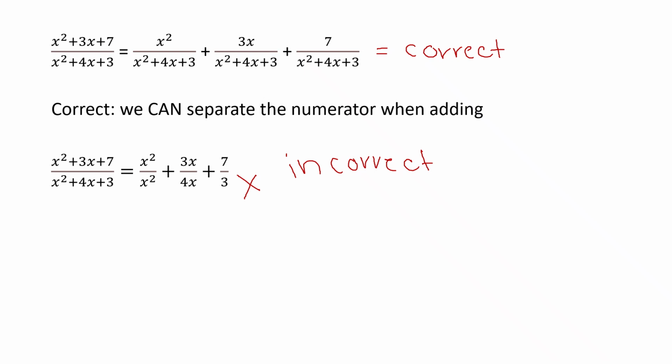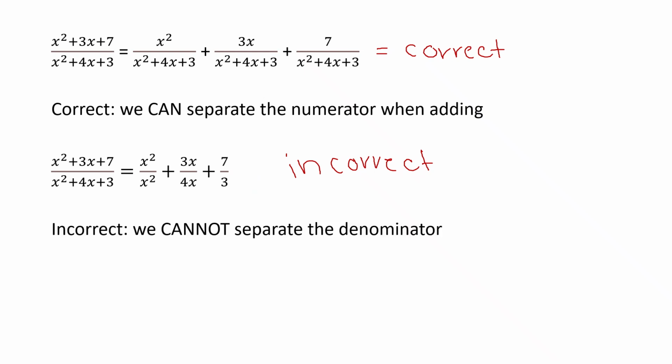Now I could show you why. That would require creating a common denominator, and it would be a very long mess that we will get into later, but not today. So this one is incorrect because we cannot separate the denominator.